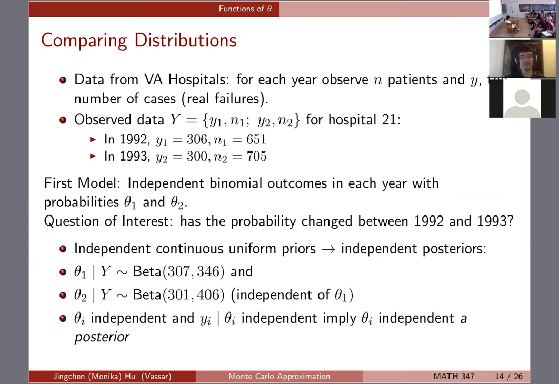And in particular, we want to know the difference between the failure rates from the 2 years. If you assume two independent binomial models, you can get a posterior for theta one and a posterior for theta two. And if you do Monte Carlo approximation, you can get the difference in a much simpler way, because if you don't, you have to analytically derive what the distribution of the difference is. So let's take a look at how you can do it.